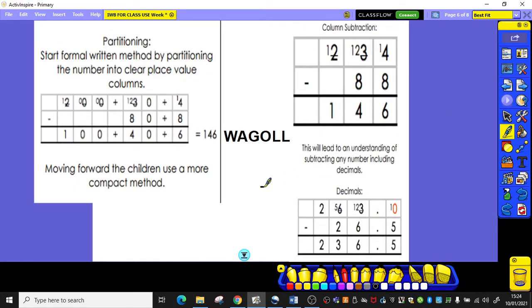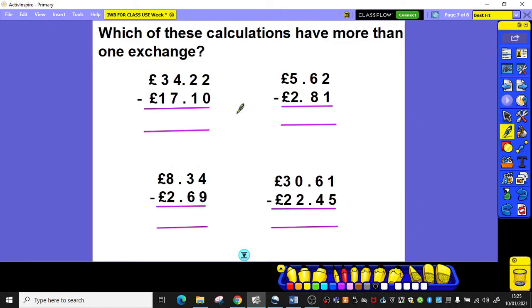Today, I very much want us thinking, though, about decimals, unless you're going to be completing the bronze challenge. But if you're going to be doing the silver or gold, I want you thinking about decimals. And this is far simpler if you therefore use the compact method. So, similar to yesterday, I reminded you that some calculations will have no exchanges, some calculations will have 1 exchange or 2 exchanges or more.